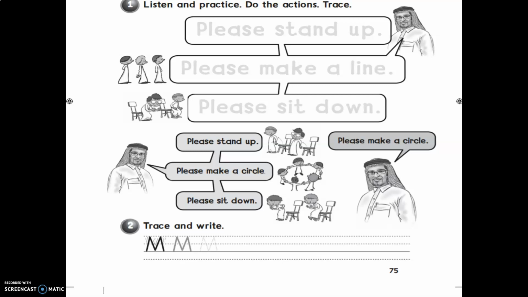Great! You did it! Now trace the light gray words. Then do exercise 2. Okay, girls. Now, I want you to trace the gray words here. Please stand up. Please make a line. Please sit down. Then trace and write letter M.